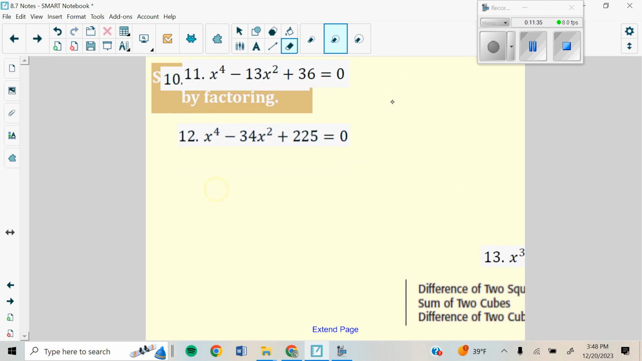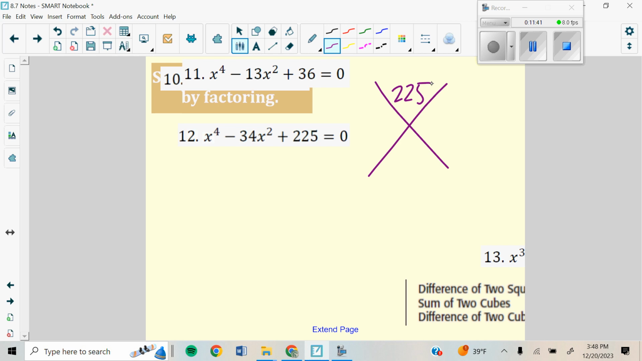All right, so looking at problem 12, same type of thing. I'm just going to get you started with this, and then I'm going to have you pause and finish it. So 225 and negative 34. Our factors here, if it multiplies to a positive and adds to a negative, we're looking for two negatives. So we're going to have 9 and negative 25. All right, so pause it here and give this one a try on your own.